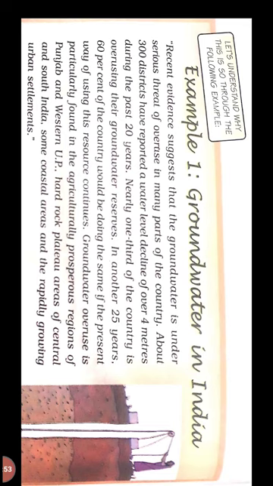Water level has declined by over 4 meters in 300 districts during the past 20 years. One third of the country is overusing groundwater. If we continue to use it like this, then we will not get enough fresh water for our future generations. Overuse is found even in Punjab and in western UP.